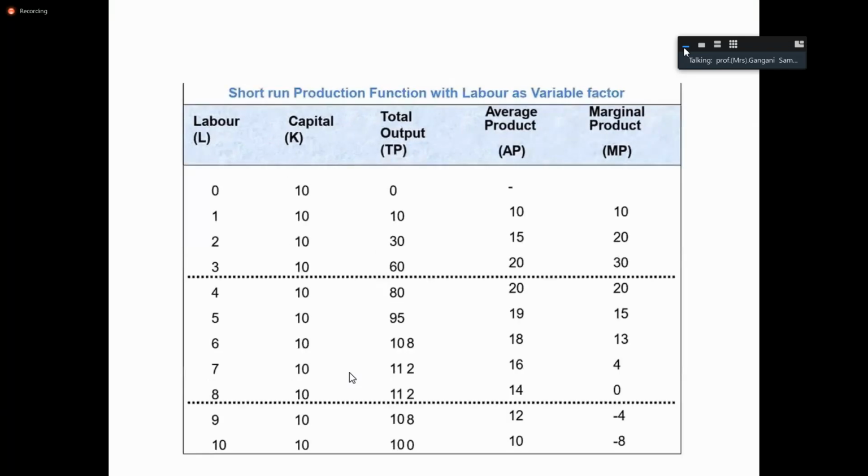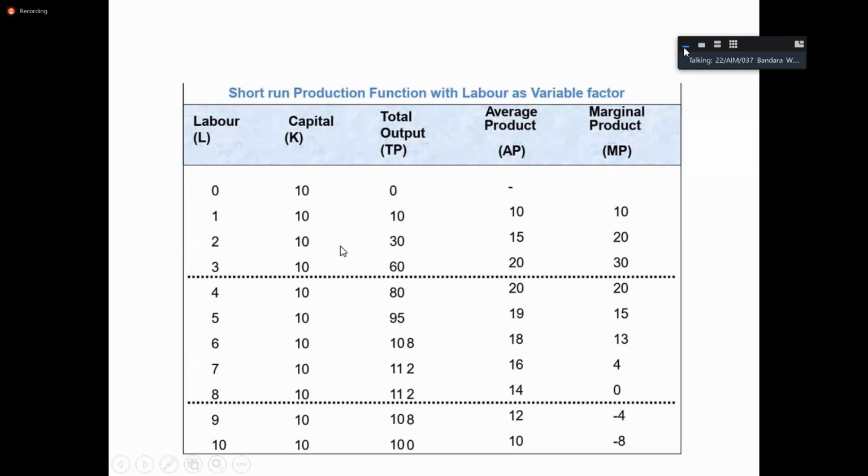Okay, so here you can see clearly. First 0. Then is it clear how to get 10 here? Who got the answer? Total output is 10 divided by 1. That is 10. Marginal product also 10. Clear to you all? Then see the second one.